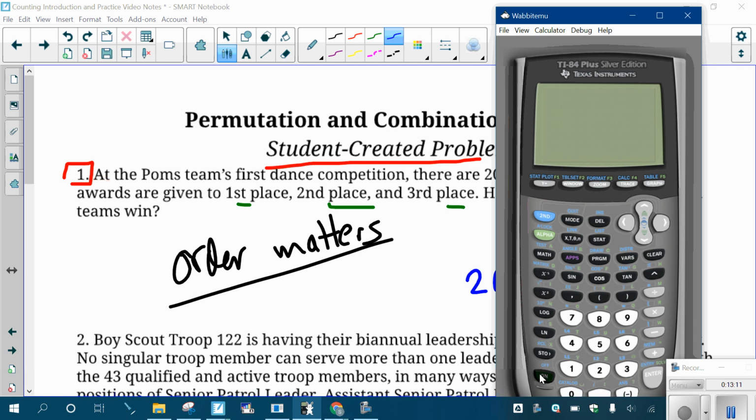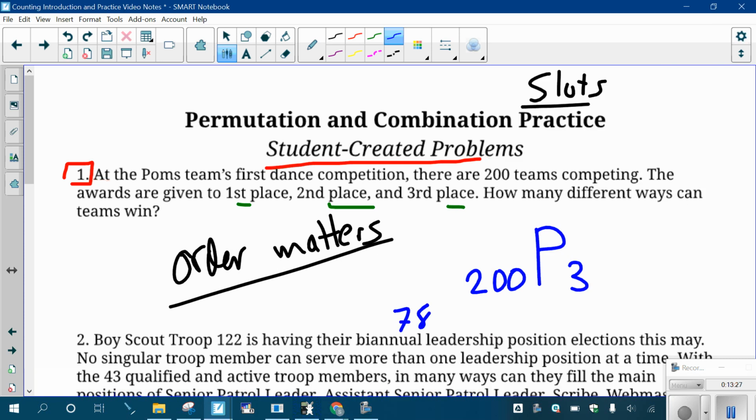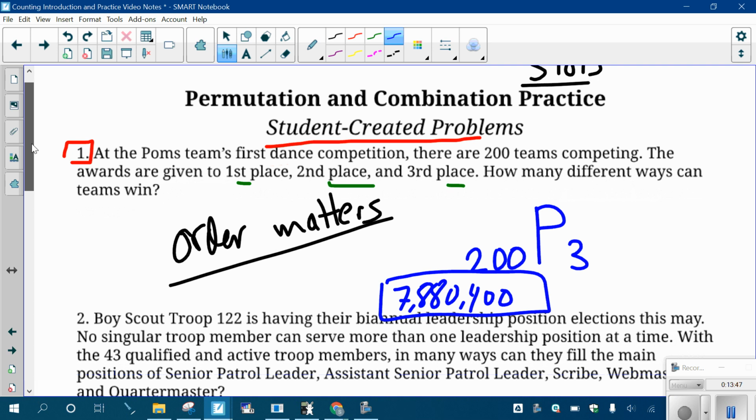Grab your calculator, type the 200 in first, hit math, go over to probability, nPr, and we're choosing the first 3. There are 7,880,400 different possibilities. That's a lot of possibilities. But if you think about it, it could be the team from Ohio and the team from Iowa and the team from Florida. Or it could be the team from Florida that gets first and the team from Louisiana that gets it. There's just a lot. There's 7 million possibilities.